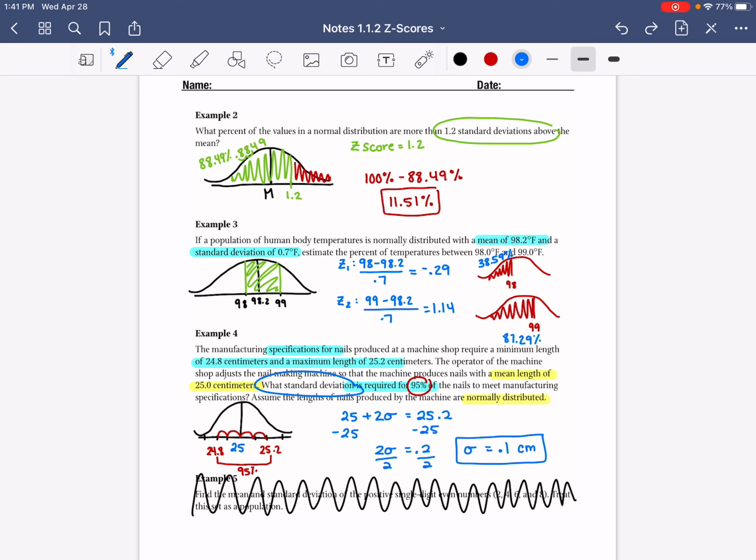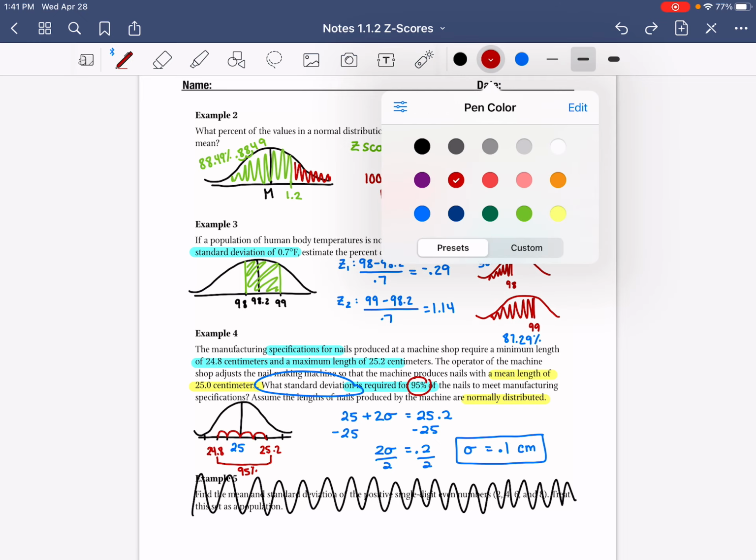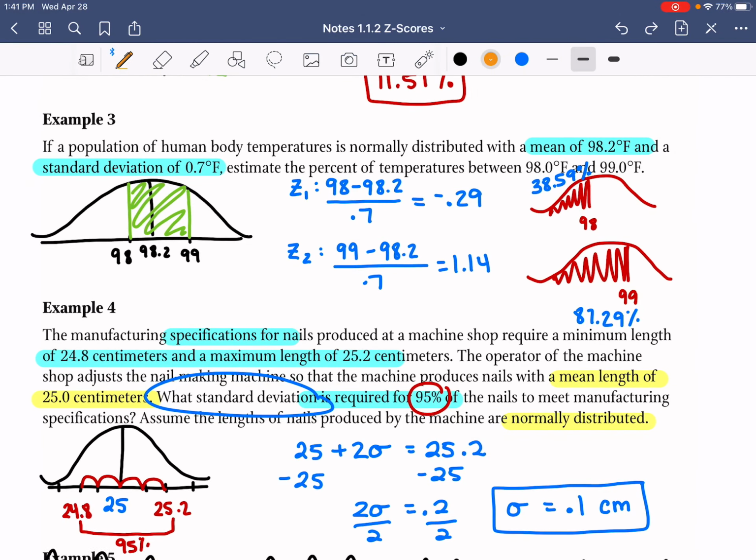So if I want to find just this segment right here, I'm going to have to subtract those two values. So I subtract 87.29 minus 38.59, and I get 48.7. I already had it written down, so I didn't grab my calculator, but 48.7 is this percentage right here in between.